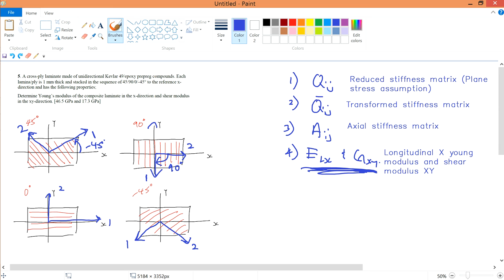Hopefully this is pretty clear, and therefore we have somewhat cleared away the first part, Qij. Next video, hopefully we can clear away these three parts. See you then.